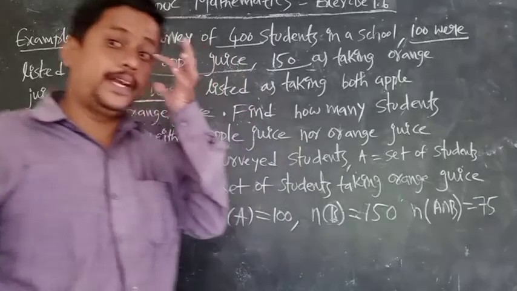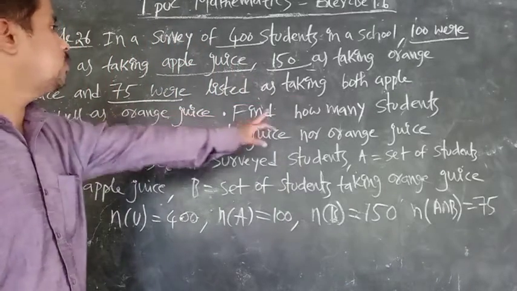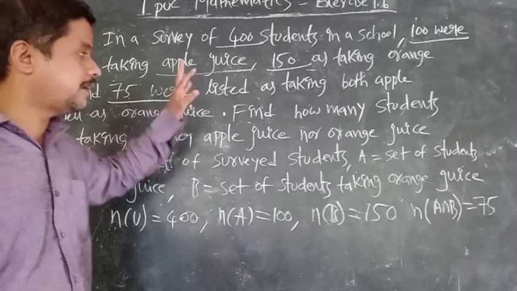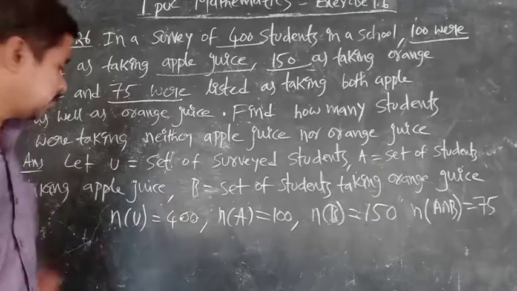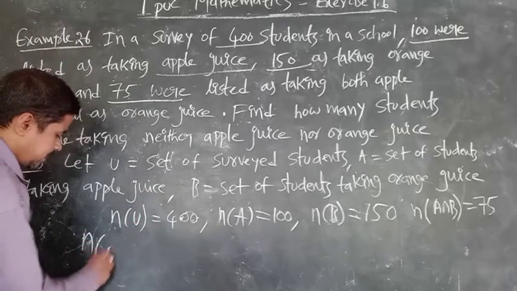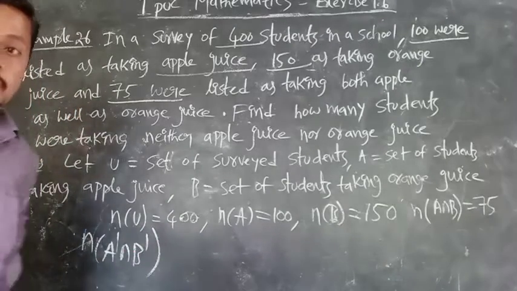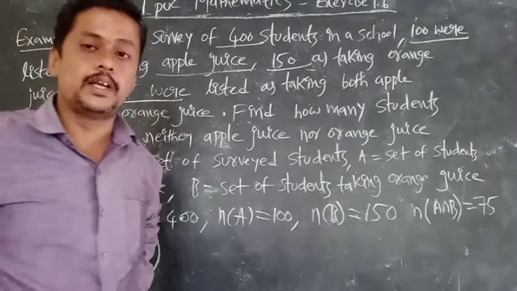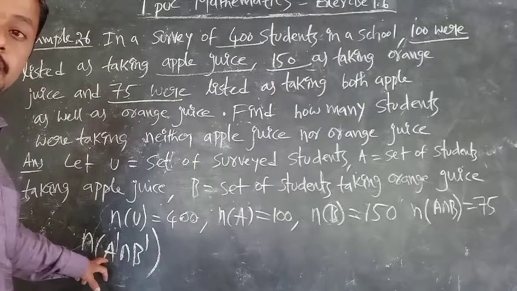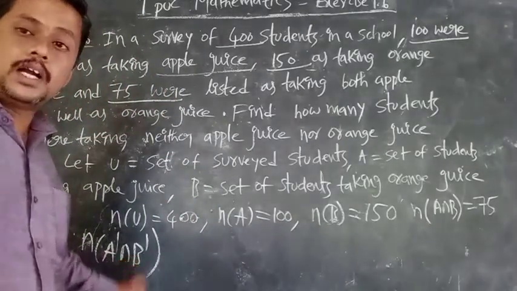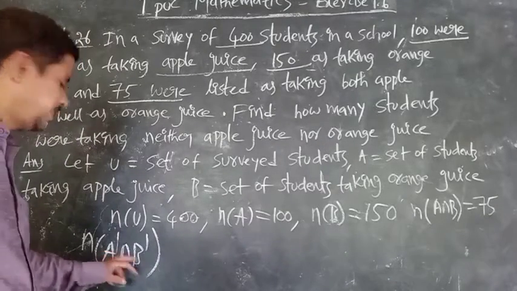So what are we to find? To find how many students were taking neither apple juice nor orange juice. How do we do this? I will tell. n of A dash intersection B dash. We already told the complement of a set. So by using the complement of the set, A dash means what? Neither A. B dash means what? Neither B. So like that you have to think.